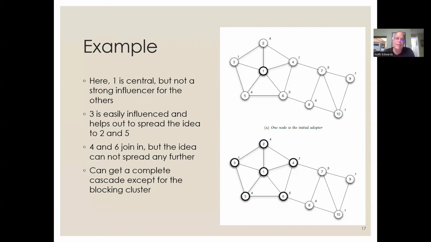But the idea can't spread any further than that, because you need to break into that cluster over there with 7, 8, 9, and 10, and there's just not enough to break into that. So that cluster basically forms a blocking cluster and stops the complete cascade.